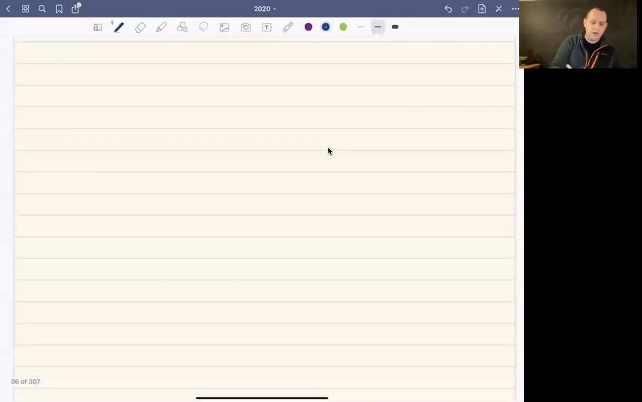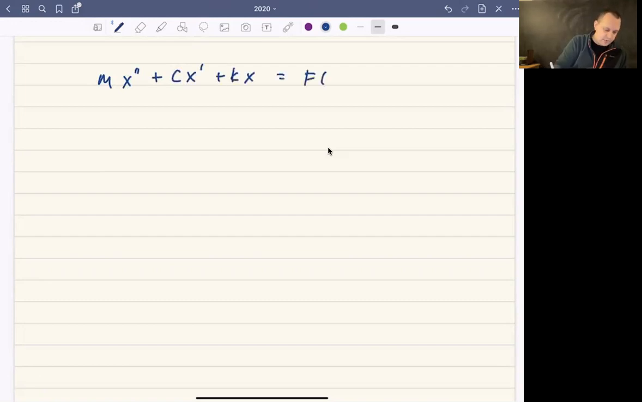Okay, so our job now is to solve the system mx double prime plus cx prime plus kx equals capital F of t. And what we're going to do is solve this in a few different scenarios. So the first scenario that we're going to do is we're going to assume no external force.